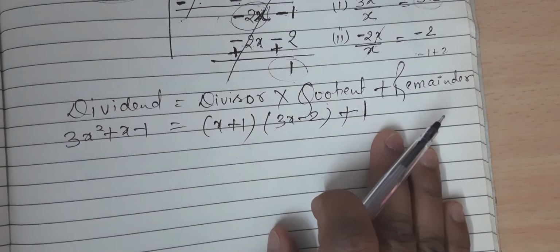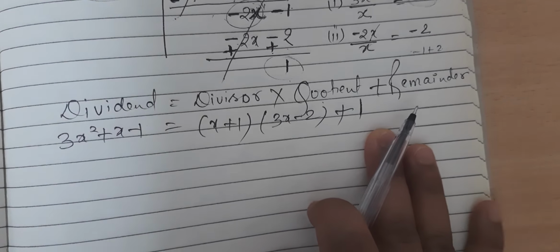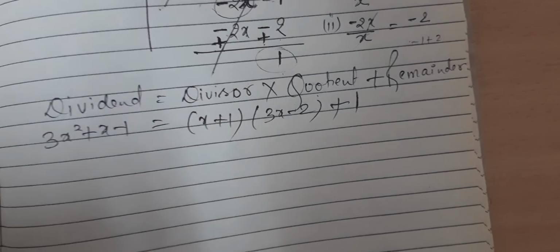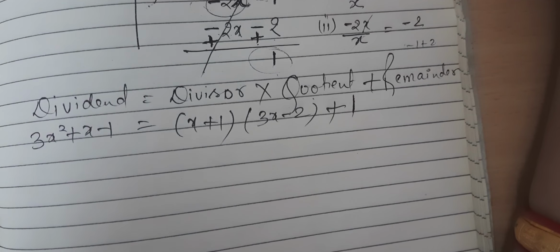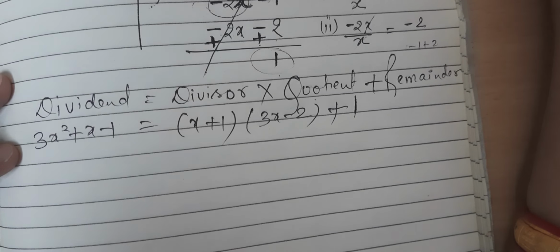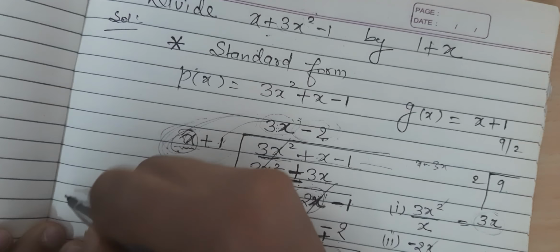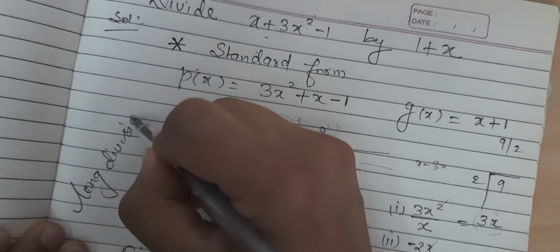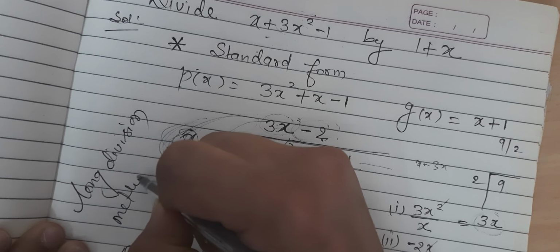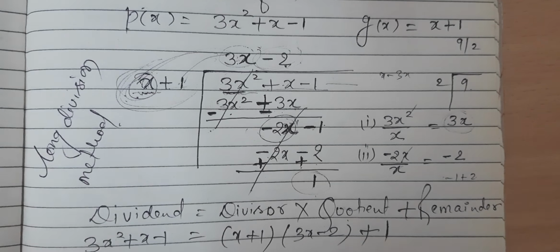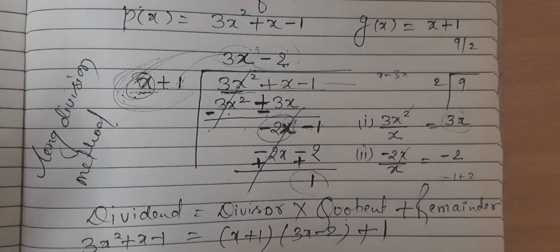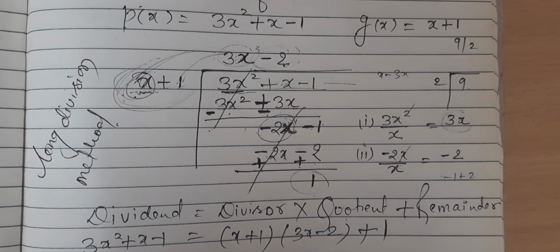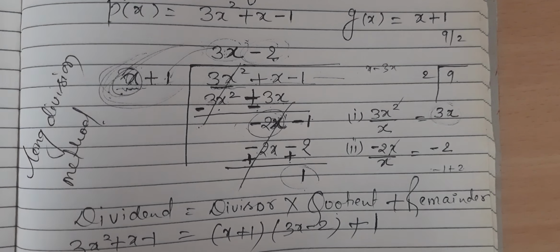So this is how we can divide a polynomial by another polynomial. This method of dividing a polynomial by another polynomial is called the long division method. But why is there a need to study this remainder theorem? What is the use of the remainder theorem and what is this remainder theorem? So now we will discuss it.